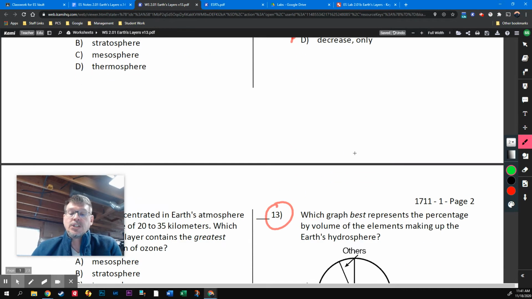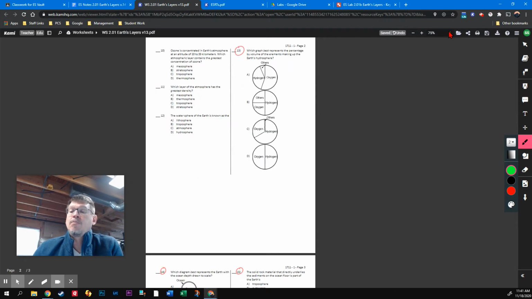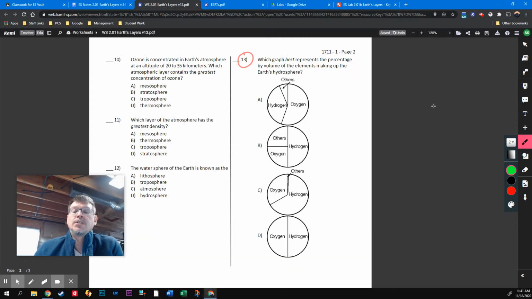Question 13. Okay, question 13. If you did the lab, you may have picked up on this. The part of the lab is literally done specifically for this question. Which graph best represents the percentage by volume of the elements making up the Earth's hydrosphere? So the hydrosphere is talking about the Earth's water, both liquid and solid. And so what we want to do is look up the percentage by volume.